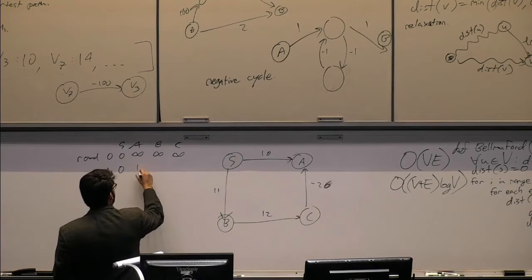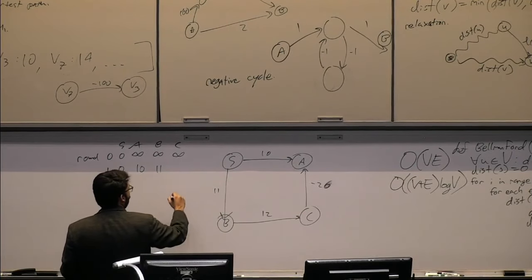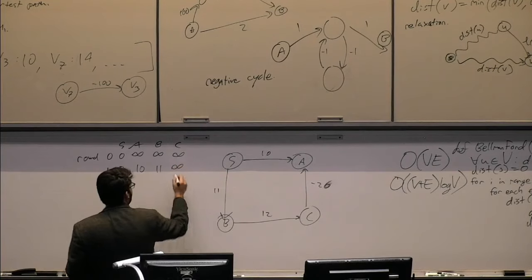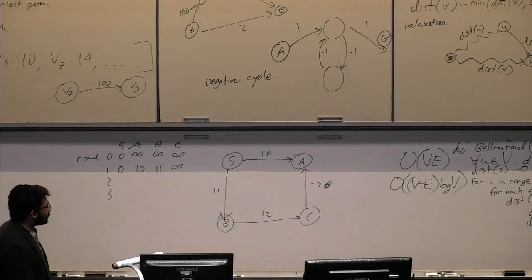S goes to A is going to be 10. S goes to B is going to be 11. And then there is no edge going to C, so it's going to be infinity, right? Now let's perform the update again.